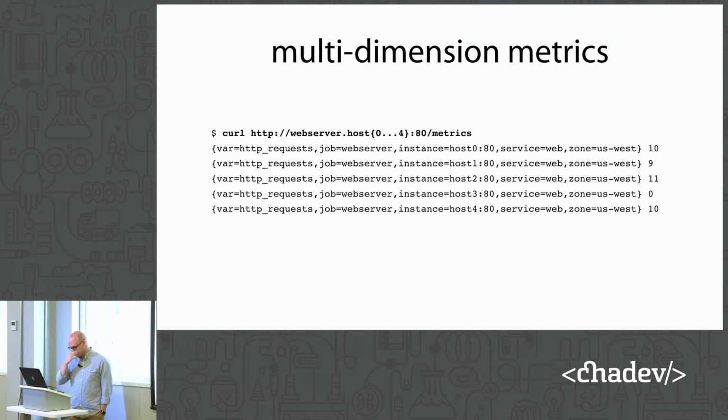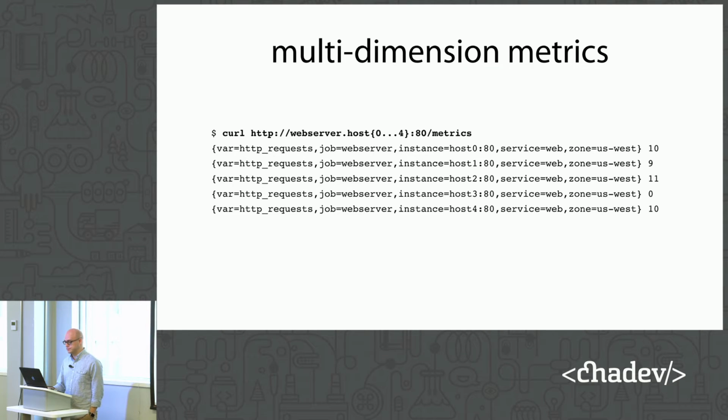So what does a multi-dimensional metric look like? You can see here, this is if you were to scrape 5 different hosts, and you wanted multiple dimensions on that data point. So you wanted: what variable am I measuring? What job is this running? What's the instance that I'm running this against? What is the service, and what zone am I in? Now we don't just have 2 dimensions, we have 5. And you can see the different values over on the right for each instance.